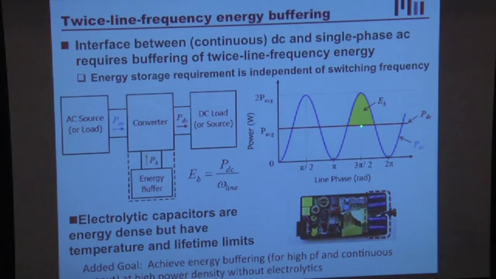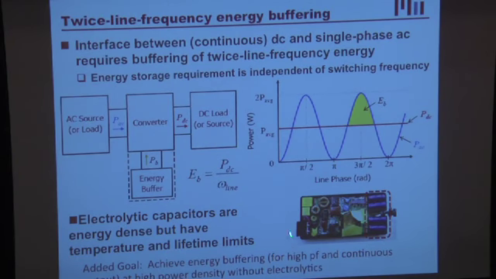And as a consequence, my DC power output's constant, my AC power input's pulsating. I have to buffer some amount of energy in the middle of the converter that's proportional to the average output power, and inversely proportional to the line frequency. So this has nothing to do with the switching frequency of the converter. This has to do with the AC line frequency. And consequently, I'm going to have to store energy in the middle of this converter, and that's going to set some limit on the size of the converter.